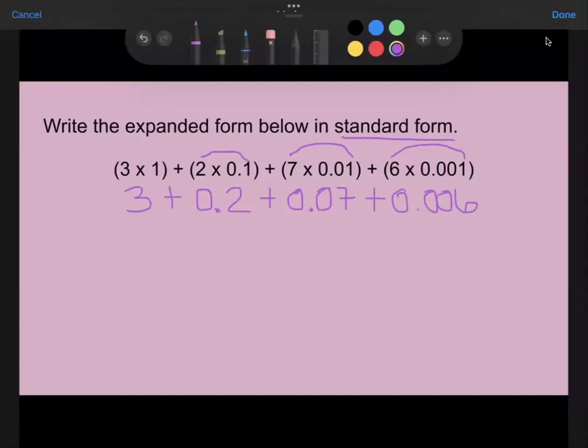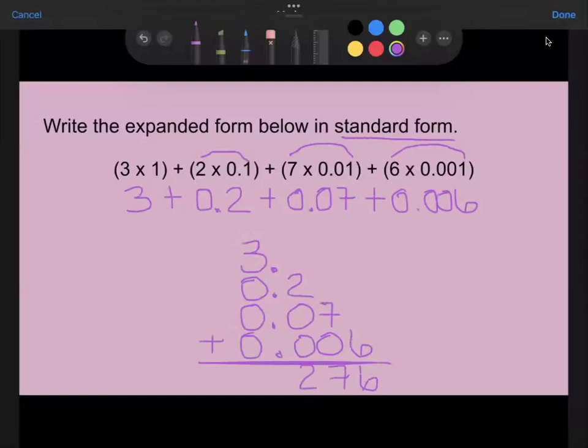So 3 would just be 3, and I can put a decimal right after that because all whole numbers have decimals, just sometimes we don't write them unless we have something that comes after them. So there's 3. This is 0.2. This is 0.07. And then this is 0.006. So now if we add them all up, we end up with a 6 here, a 7 here, a 2 here, a decimal, and a 3. So this number in standard form would be 3.276.